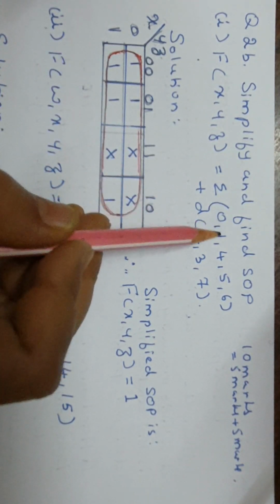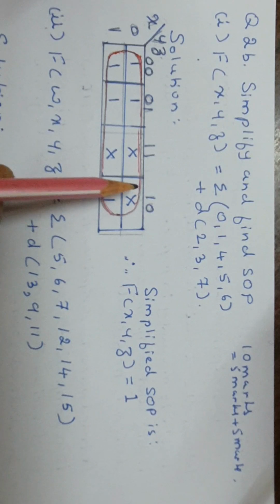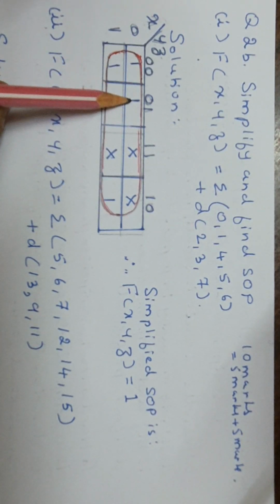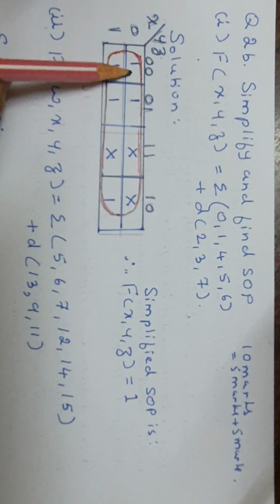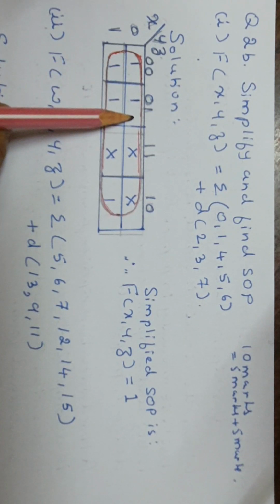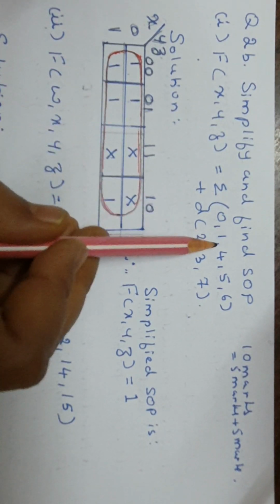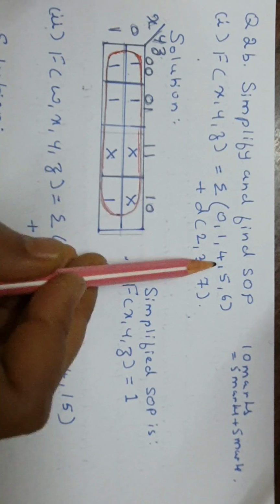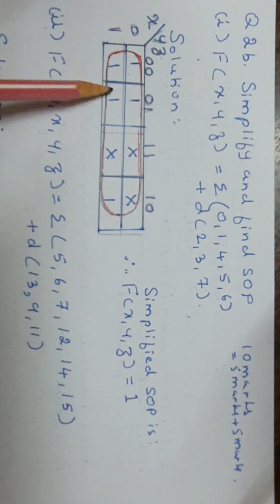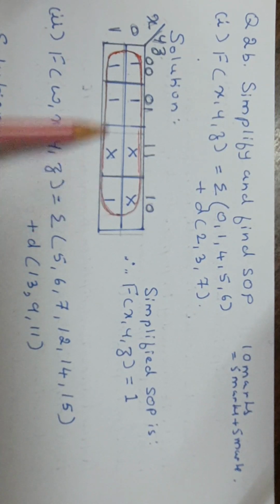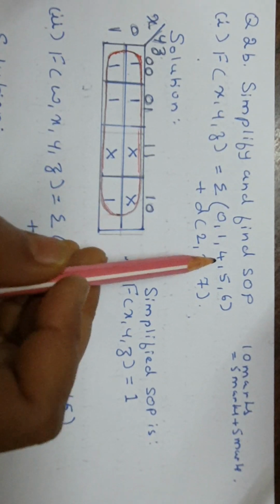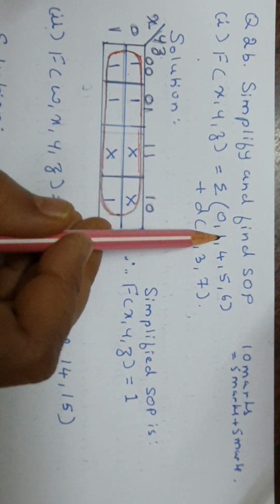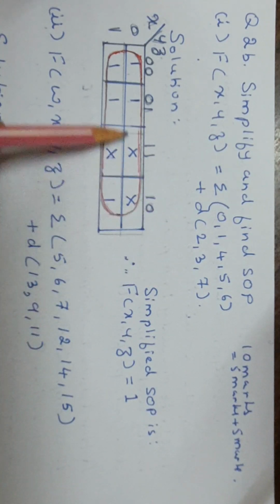Next, in the expression minterms 0, 1, 4, 5, 6 are present. So in the kmap, 1 is filled in minterm 0 place and minterm 1 place because those minterms are present. Minterms 2 and 3 are not there. Then 4, 5, 6 are there. In minterm 4, minterm 5, minterm 6 place, 1 is filled because those minterms are present in the given function. And the don't care conditions.